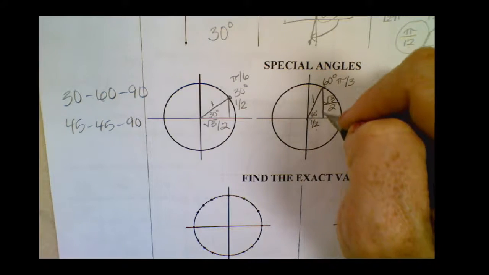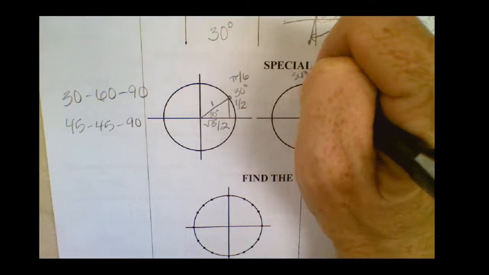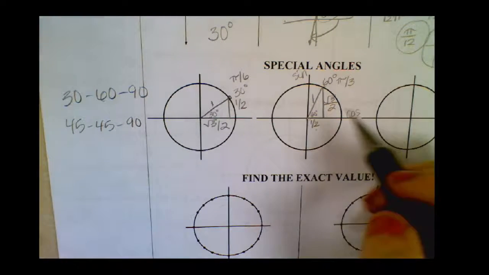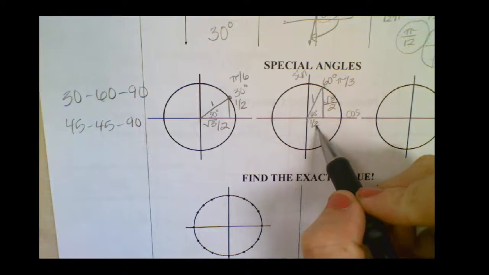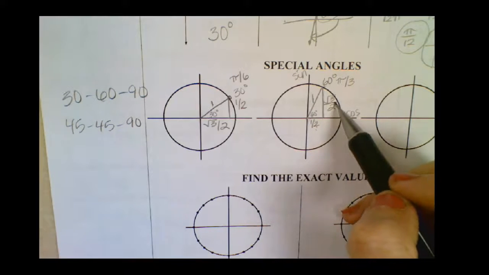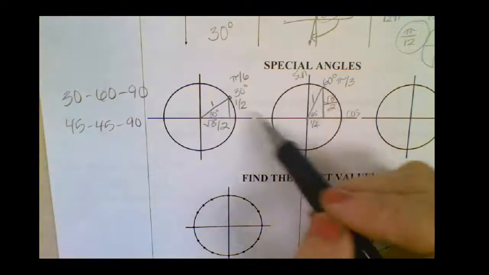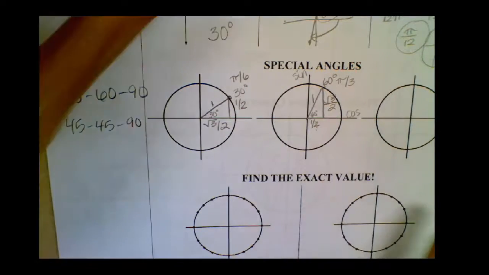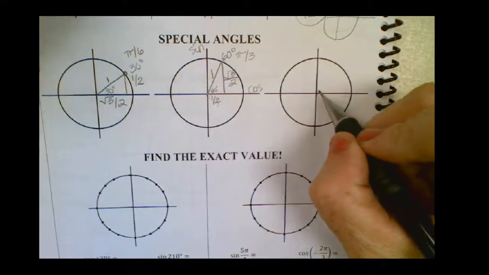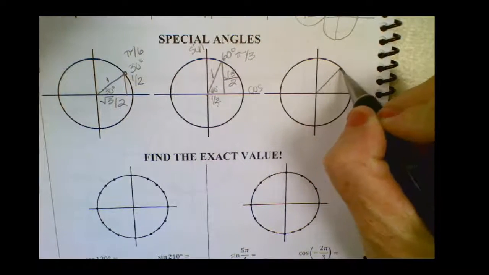But this is also my y value. Remember that your y values are your sines, x values are your cosines. So at 60 degrees, my cosine value is 1/2. At 60 degrees, my sine value is square root of 3 over 2. These are the values that we're popping in on that chart because it makes figuring out the rest of our angles really easy.